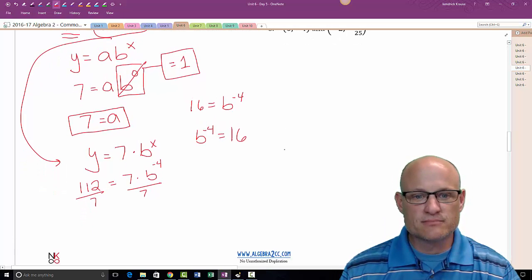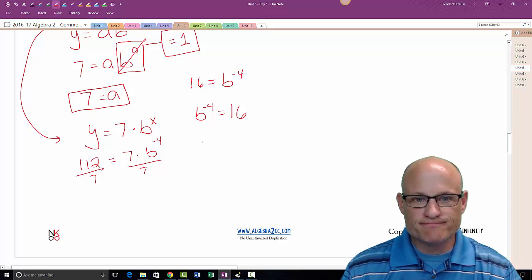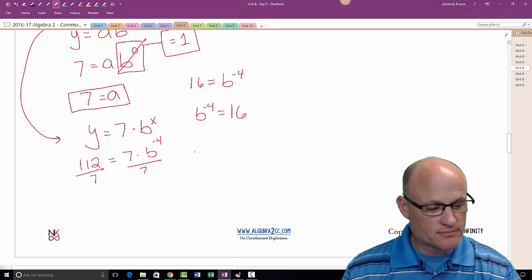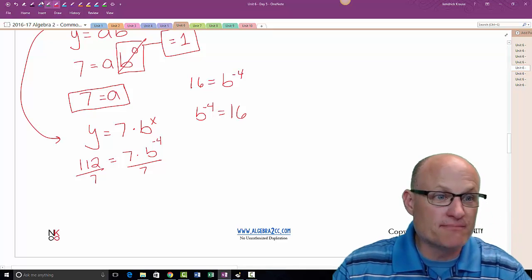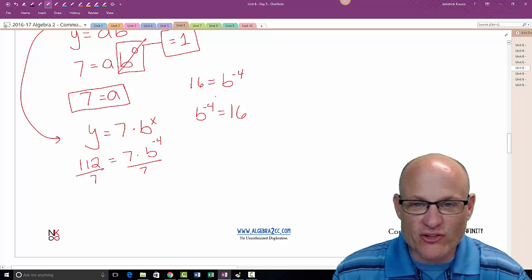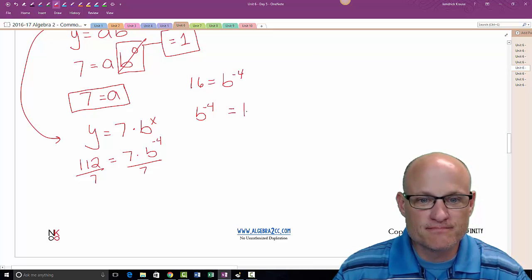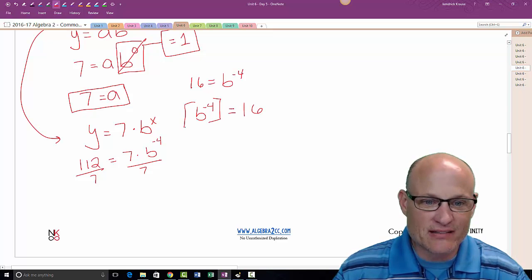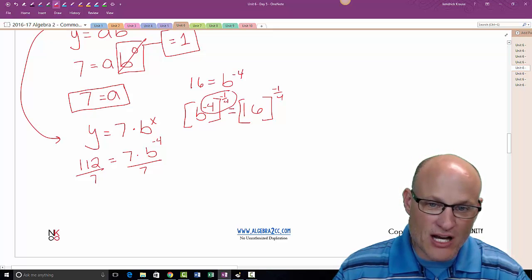What are we going to do? How do we solve this? Do you remember? It's from a few days ago. Got to remember. All right, so we want to just get rid of this exponent. I should have written this with a little bit more space. We want to get rid of this exponent here, don't we? All right, so I just have to raise it to the reciprocal. The reciprocal is negative 1/4. If I multiply those two together, I get 1.